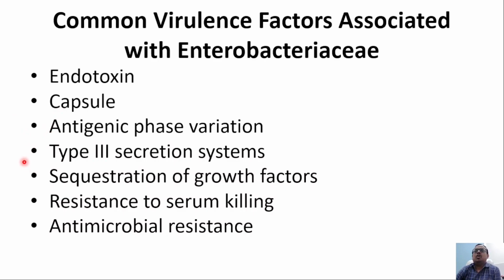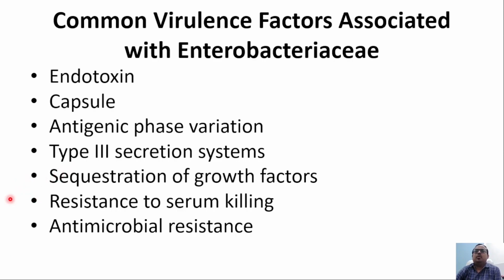Other common virulence factors of the members of Enterobacteriaceae include the presence of the type 3 secretory system. What is this type 3 secretory system? Type 3 secretory system is a molecular syringe. It consists of approximately 20 proteins that facilitate the transfer of bacterial virulence factors. All those virulence factors that are produced in the bacteria are transferred into the targeted host cells.